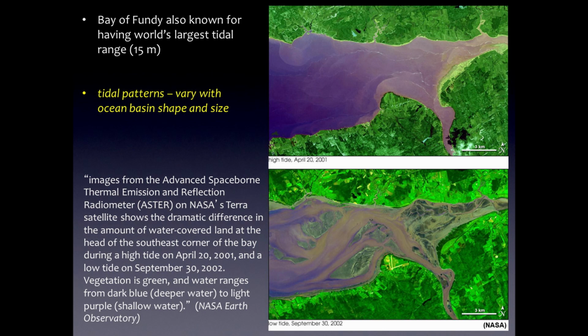There's nothing really significant about these days. It's just when that particular satellite was overhead and was able to snap these images. And you can get a really good idea of the difference between high tide and low tide.